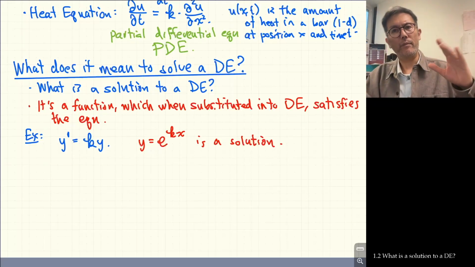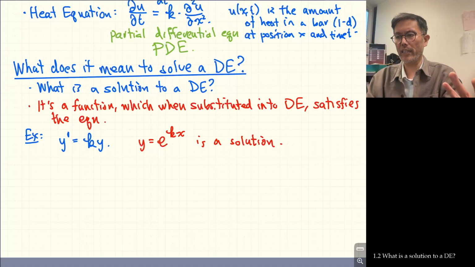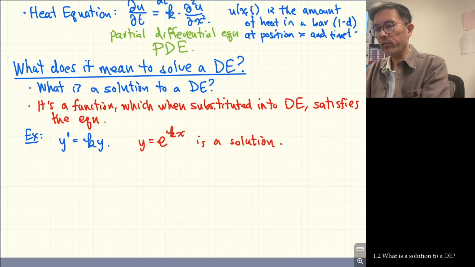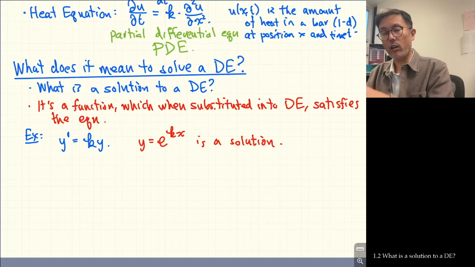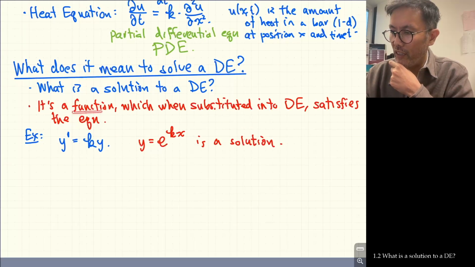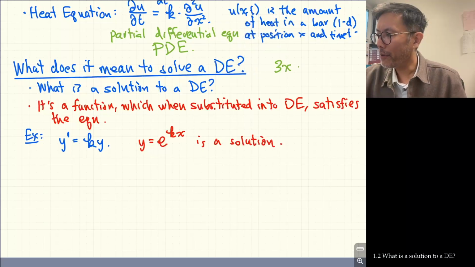Oh, I should have said, what is k here? k is just a number, a constant. y is a function. So our solutions to differential equations are going to be functions. This is very, very important. Remember back when you were in 8th grade, you might have been asked to solve an equation like this.